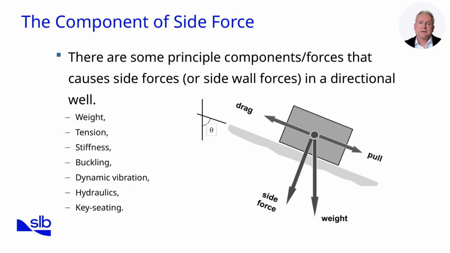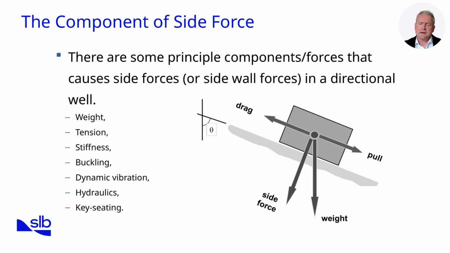Then we have buckling. Once compression sets in below the neutral point, the pipe can buckle. Sinusoidal buckling increases contact moderately, but helical buckling causes high wall contact and major torque and drag. Dynamic vibration adds to this picture. Stick slip, axial bounce, and lateral whirl all generate spikes in side force, which raise friction and mechanical risk.